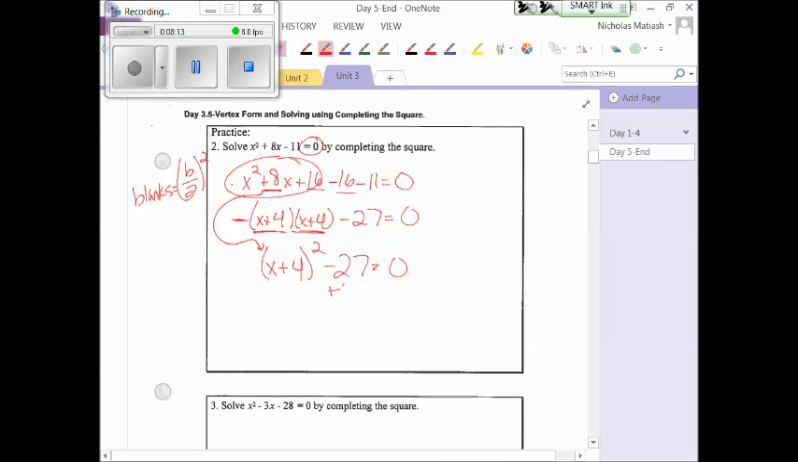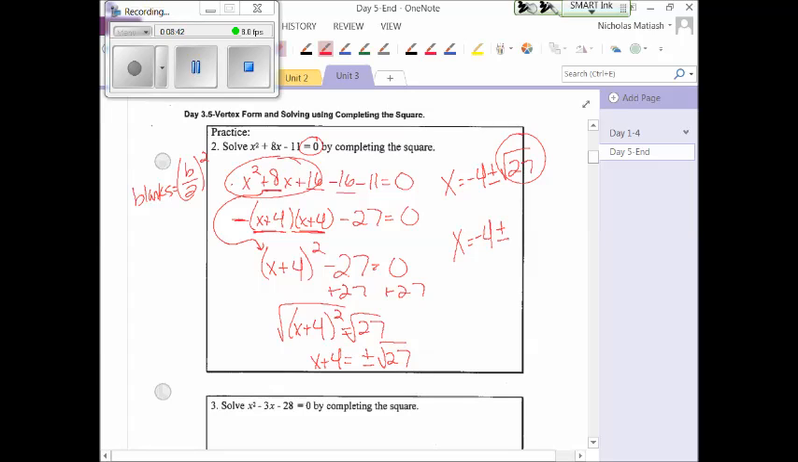Now we're just solving. Add 27 to both sides. You get x plus 4 squared is equal to 27. Square root. x plus 4 is equal to plus or minus the square root of 27. Move that 4 over, and you'll end up with x equals negative 4 plus or minus the square root of 27. Now 27 you can break down, so we try and do that if we can. This will be x equals negative 4 plus or minus 3 radical 3.